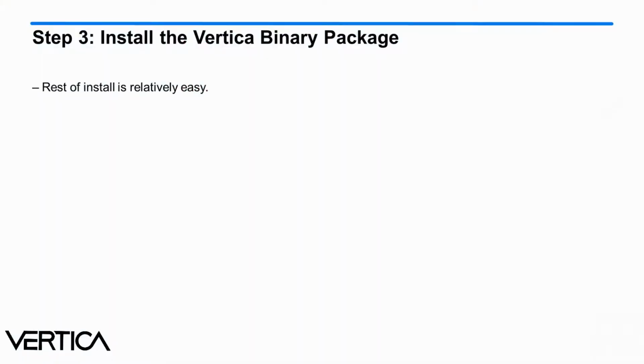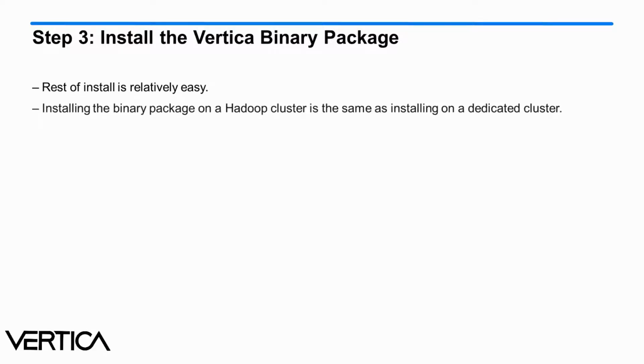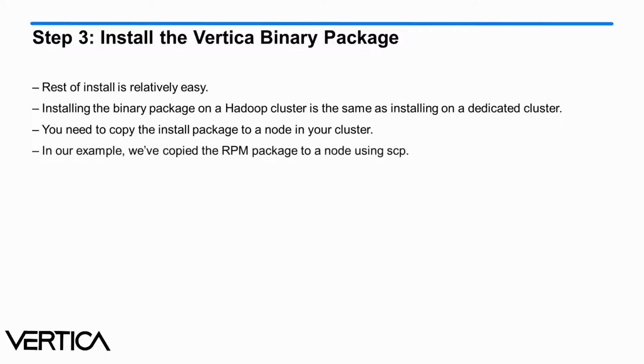With the configuration steps out of the way, the rest of the installation is fairly quick. We're now ready to install the Vertica binary package. Installing it on a Hadoop cluster is identical to installing it on a dedicated cluster. You need to copy the RPM package to the node you're logged into. You can use whatever method makes sense for you. In our example, we've already used SCP to copy the RPM from another system into root's directory. We've also copied the Vertica license file to this directory.